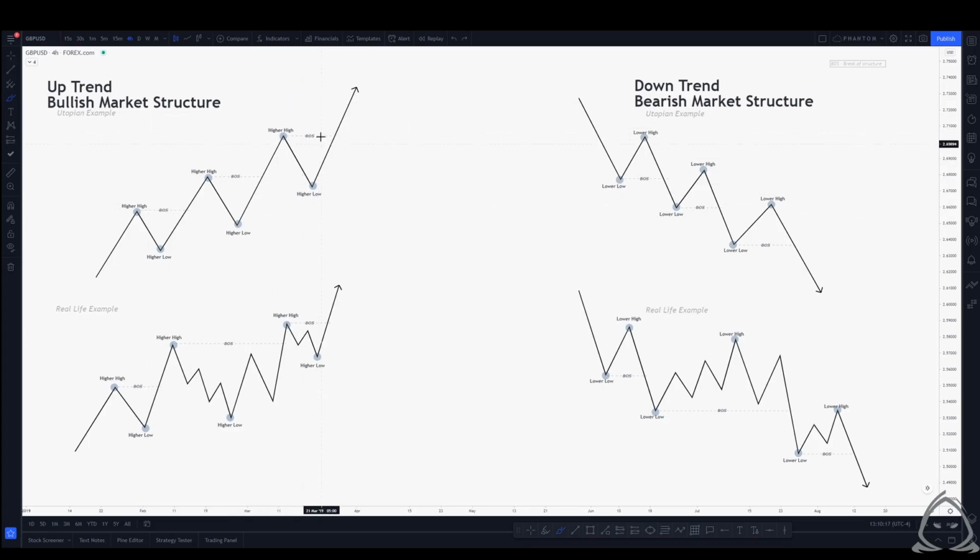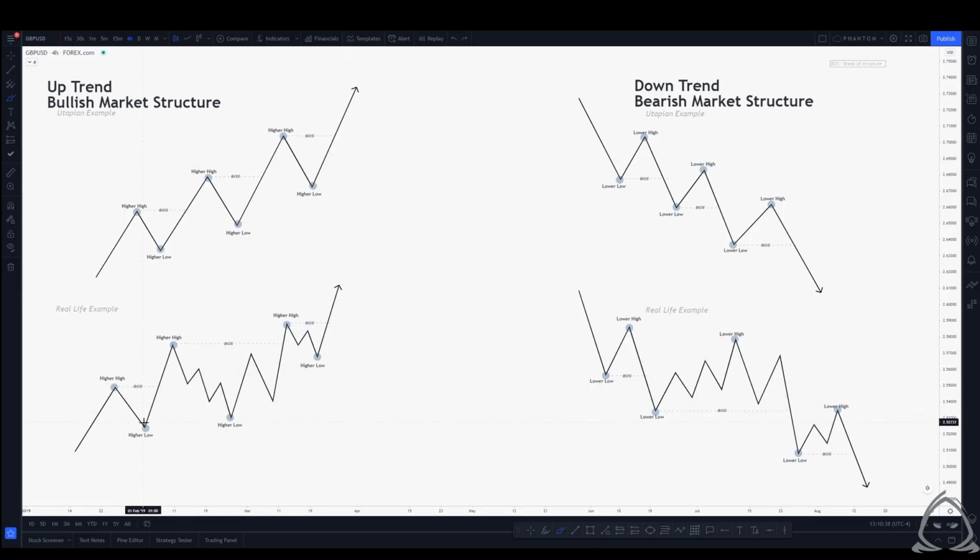Now, of course, this example is more of a utopian example. And what that means is this is the textbook picture perfect bull trend. But we also know that if we've looked at any price charts and tried to compare what we see in textbooks to what we see on the charts, those are two very different things. So what we have here is a more real life example of an uptrend.